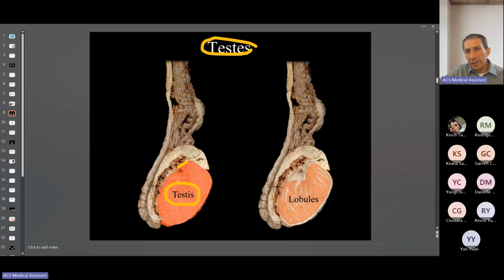This part right here that contains the seminiferous tubules, that contains the interstitial tissue or cells, is called the lobule. And because we have 2 lobules, but don't worry about that name, it will never be asked. If you ever have this, it's going to have testicles or testes, that's it.